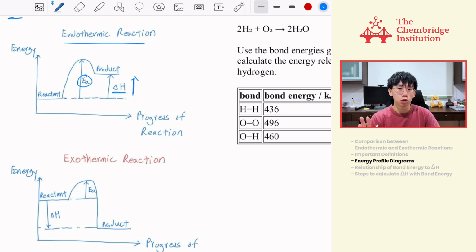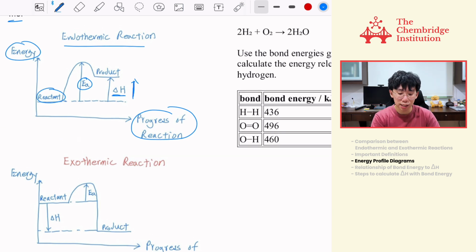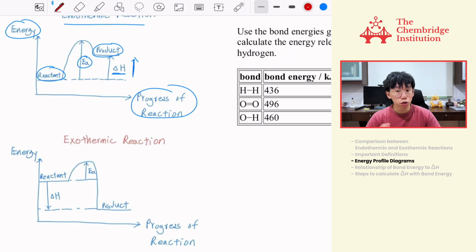Now take note, you also need to learn how to draw this whole graph, and take note of the y-axis and x-axis labels. These are something you have to memorize. You will also need to put the specific reactants and products inside the energy profile diagram instead of just putting reactant and product.